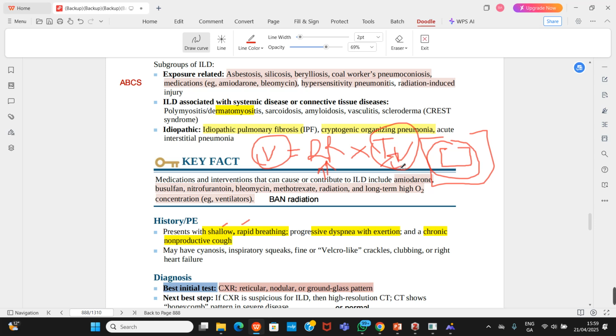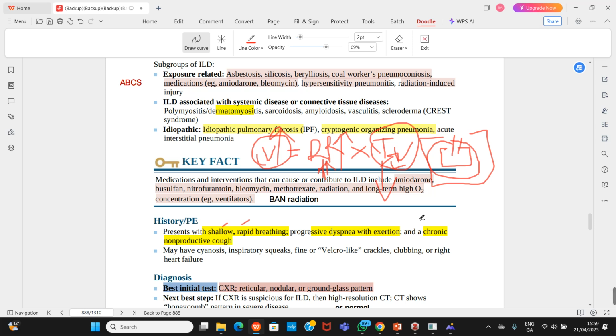So they'll be having it fast, but it's not going to be deep because you cannot take in much air because of the little volume that is available. So the only way they can compensate is to engage in rapid, shallow breathing. You bring this down and you bring this up. That's the only way you can increase ventilation because this is already down. So increase this to increase this. So what you are seeing: rapid, shallow breathing, dyspnea on exertion, cough that is non-productive.